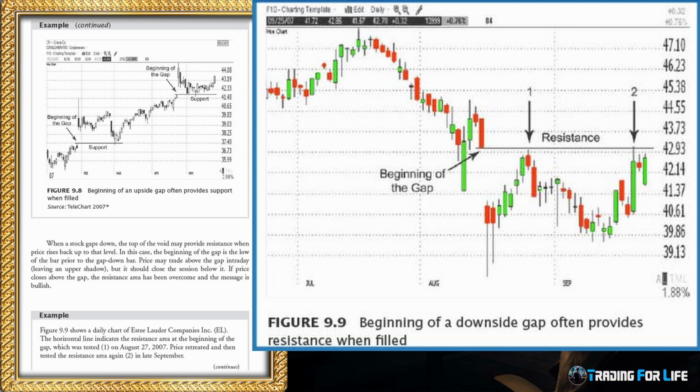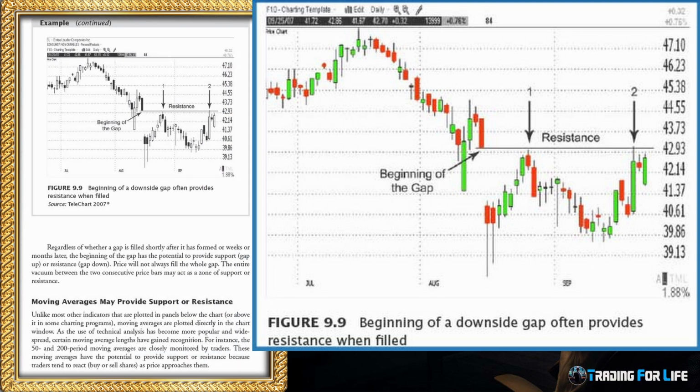Price retreated and then tested the resistance area again in late September. Regardless of whether a gap is filled shortly after it is formed or weeks or months later, the beginning of the gap has the potential to provide support (gap up) or resistance (gap down). Price will not always fill the whole gap. The entire vacuum between the two consecutive price bars may act as a zone of support or resistance.